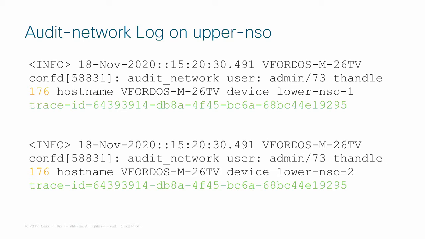And you also see a Trace ID here. So the part in green here is part of each header in the Audit-network Log, as well as other logs, such as device traces. And as we did not provide this ourselves here, you see a fairly random string here. And the interesting part here is, of course, that it is the same for both. We have one service intent going to 2 separate lower NSOs, and we have the same unique Trace ID.